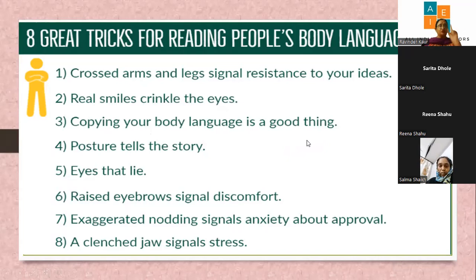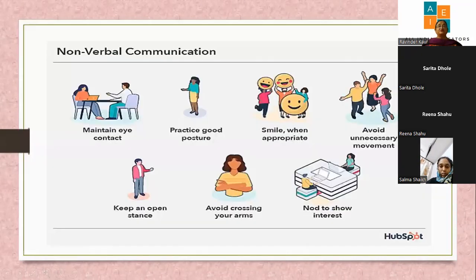Be yourself. You be the example for others. Exaggerated nodding signals anxiety about approval. Unnecessarily doing this. A clenched jaw signals stress. If you are doing like this, it means you are very, very angry. Please don't do this. Okay. These are all non-verbal communication, the signs of body language.